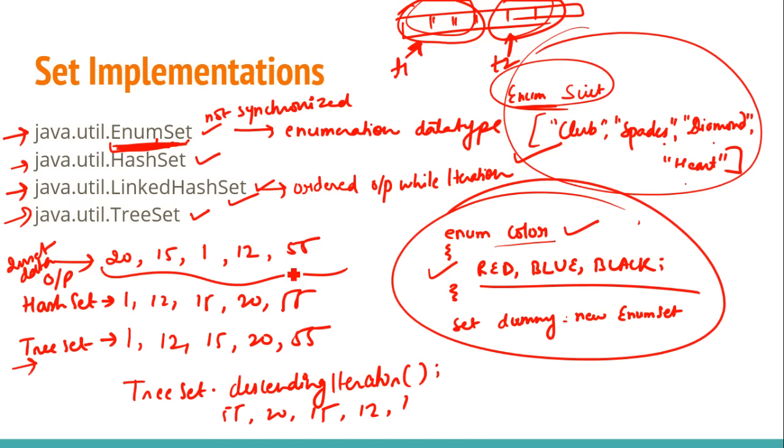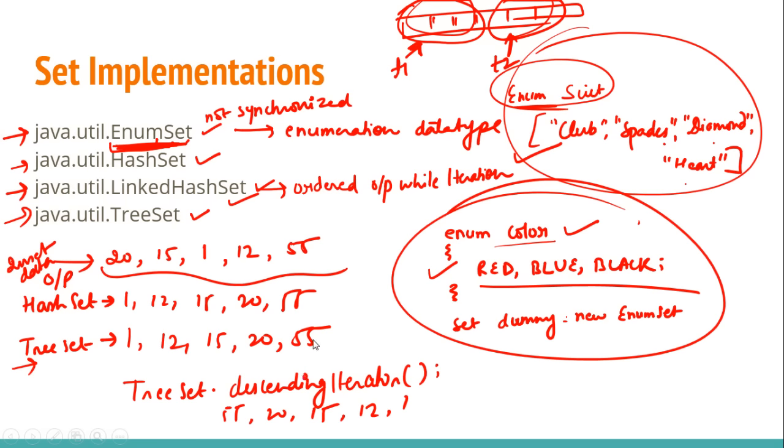So if this is the data you have inserted, the output for the tree set would be 1, 12, 15, 20, 55. Okay, and if you want to go in descending order, you call the descending iterator on a tree set. So this is what we have discussed so far.